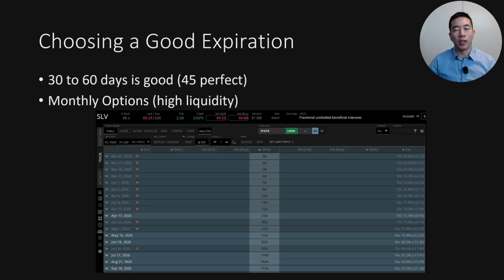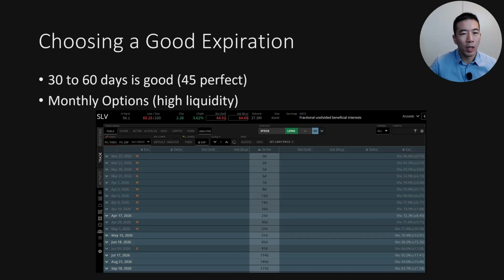Now that we explained what is a good strike to choose, let's move on and talk about what is a good expiration. 30 to 60 days is good. Okay, you want something in between those two ranges. 45 is perfect, the sweet spot. But we don't always get that. So let's look at this example.